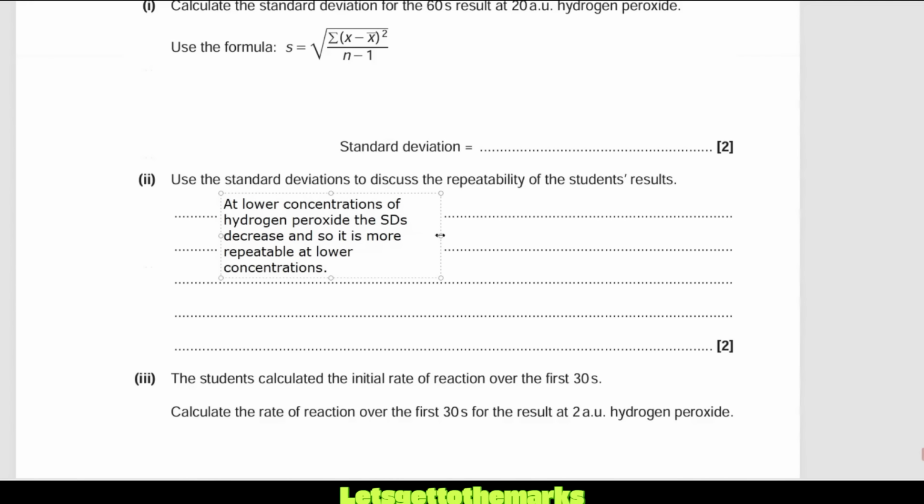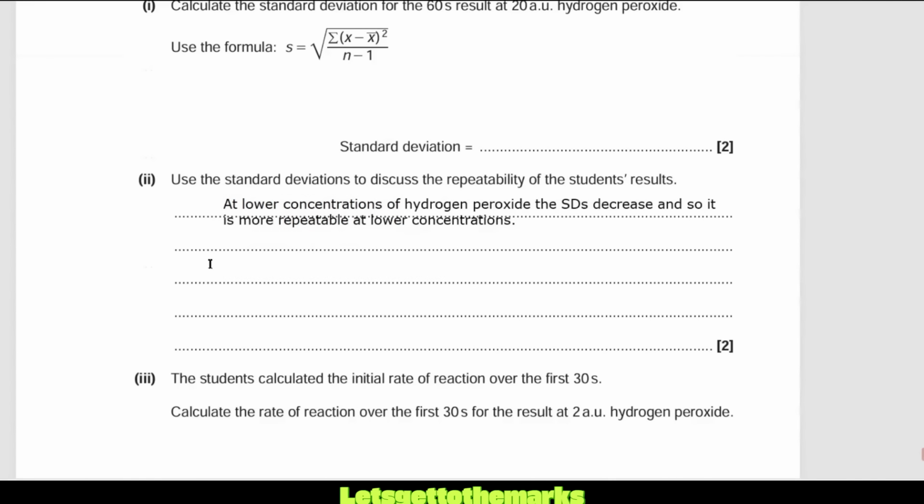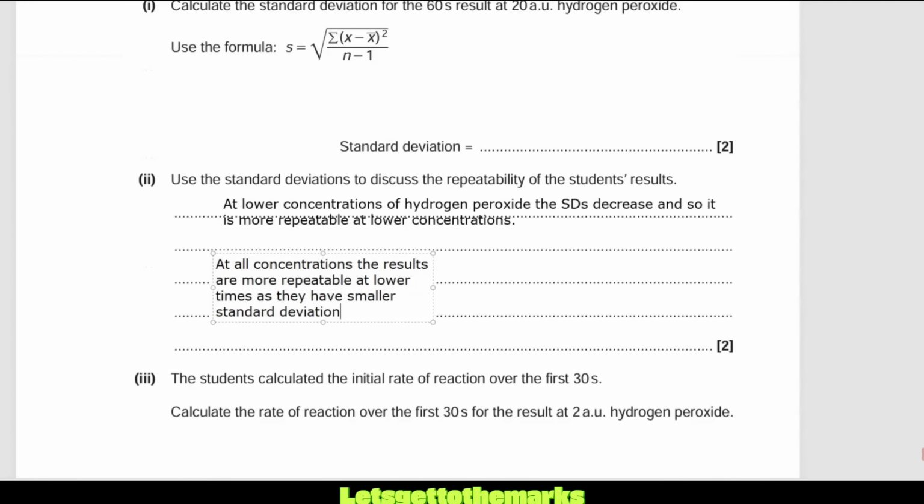And then the second thing we noticed: at all concentrations, the results are more repeatable at small... Oh my gosh, what's happened to my writing? So at all concentrations. Jeez, this is painful to watch. I'm going to put this on high speed, so don't be surprised if you're listening to this because it's just taking too long for me to type out. At all concentrations, the results are more repeatable at lower times, as they have smaller standard deviations. Okay, I think we got all the information there. Basically, the lower the concentration, the more repeatable, and also early on in the experiment, it is more repeatable.